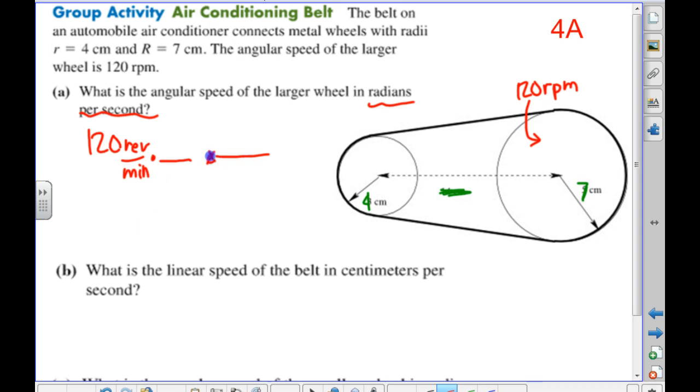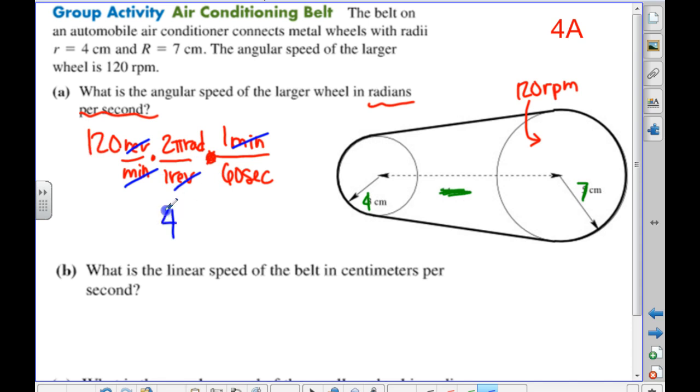You've got seconds. One revolution is 2 pi. 1 revolution would go down here so that it cancels. 2 pi radians would go up here. 1 minute is 60 seconds. Very good. 1 minute would need to go up here so that the minutes cancel. So isn't it 4 pi? Minutes, minutes, revolutions, revolutions. Yeah, it is.